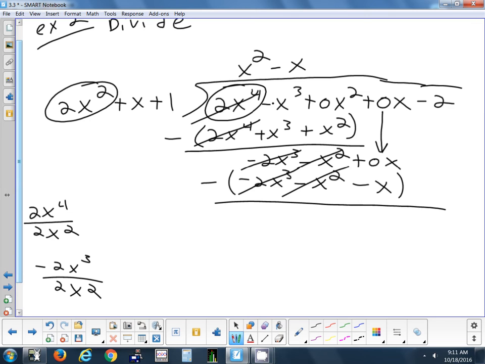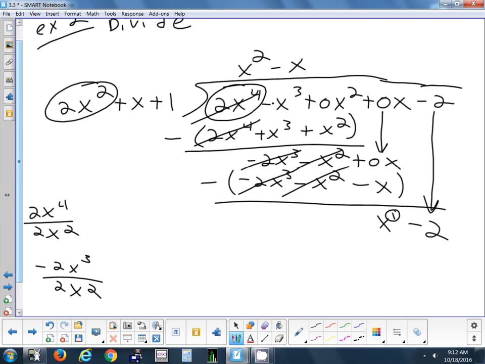Yep, what were you going to say, Adrian? Nope, nothing. All right, so what do I get for my last step right here? X. Just x. What's the exponent on that? 1. What's the exponent on the first term of my divisor? 2. 1 is smaller than 2. I'm done. You can't divide 2x squared into x. So now we're done. Just bring this down. And that's my remainder.